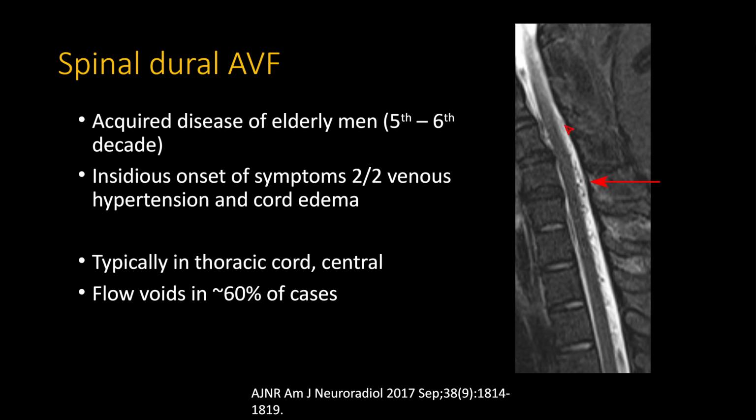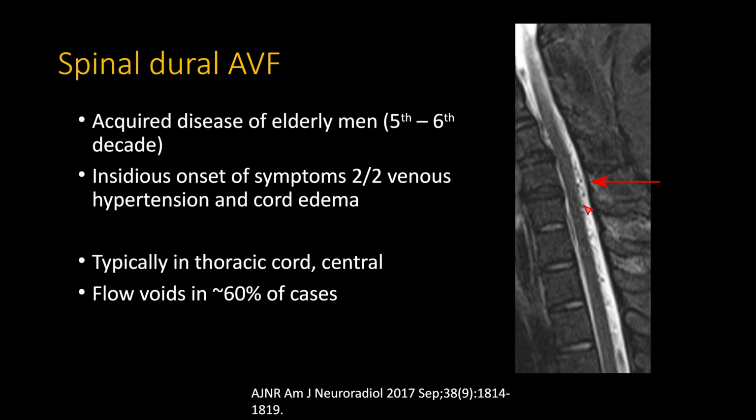So the cord edema that you saw in this case is due to venous hypertension from this arterial to venous fistulization. And these flow voids that you see here, these squiggly lines, typically best seen on these sagittal STIR images, are just those engorged veins as a result of this high flow arterial to venous connection in the spinal canal.